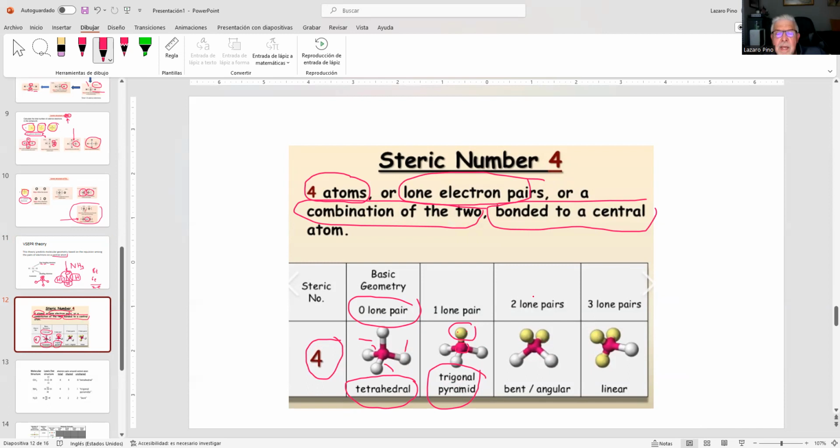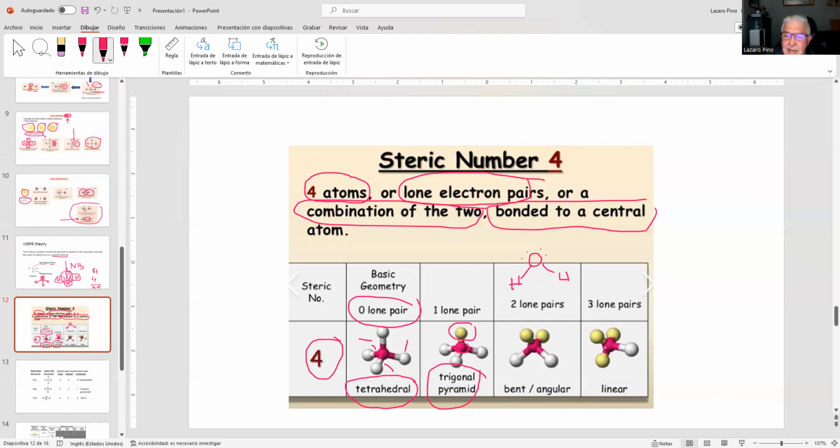But what happens if we have 2 lone pairs? Well, in this case, we have a bent or angular structure. That is the case of water. We have hydrogen, 1 lone pair, 1 lone pair, 1 hydrogen. The molecule, as you can see, is bent. And this structure is very important to understand the properties of water.